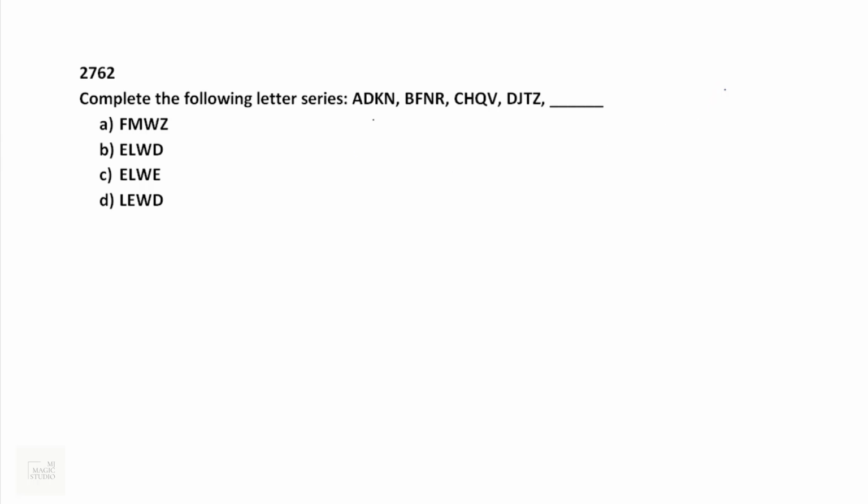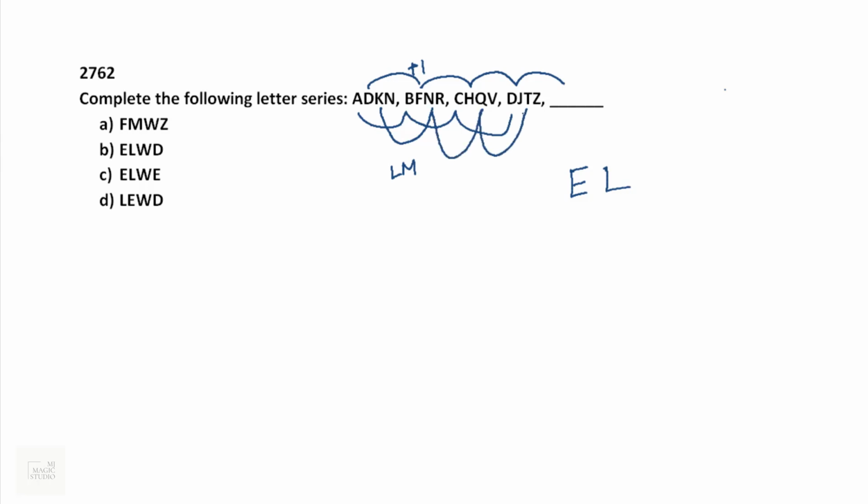Complete the following letter series again. A, B, C, D. I should have E. Then D, E, F plus 1. G, H, I, J, K, L. K, L, M, L, M plus 2 moving, N, O, P, Q, R, S, T, then U, V, W.